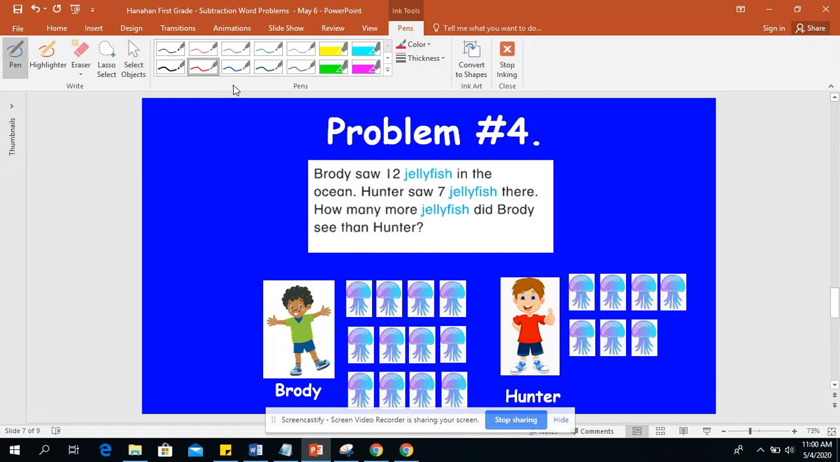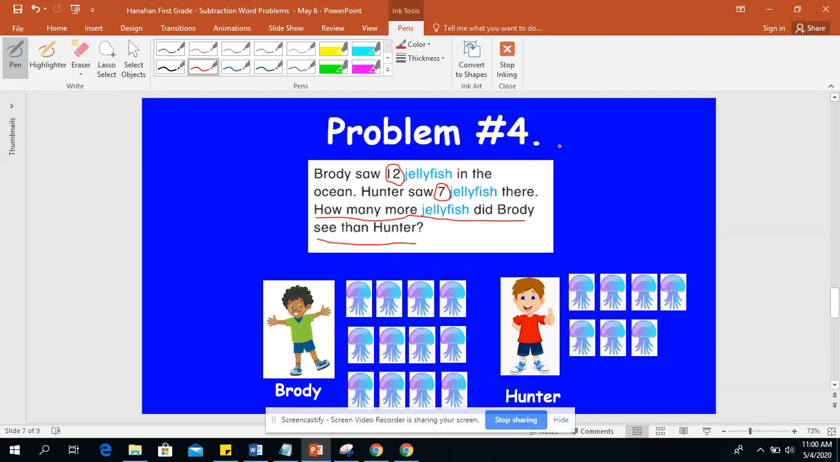Let's underline what we need to find out. We need to find out how many more jellyfish did Brody see than Hunter. And let's circle some important information. We know Brody saw 12 jellyfish, and Hunter saw 7 jellyfish.